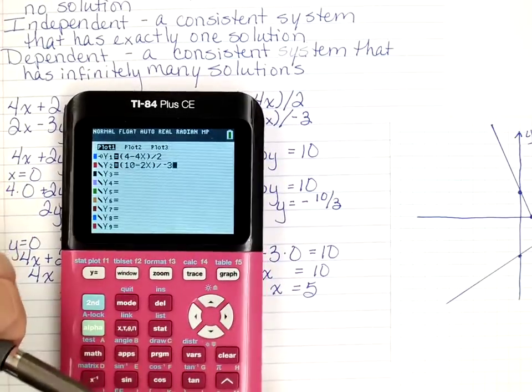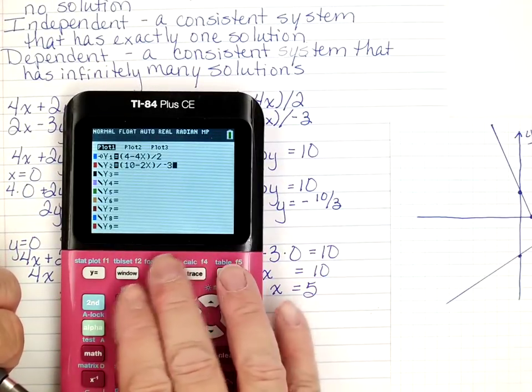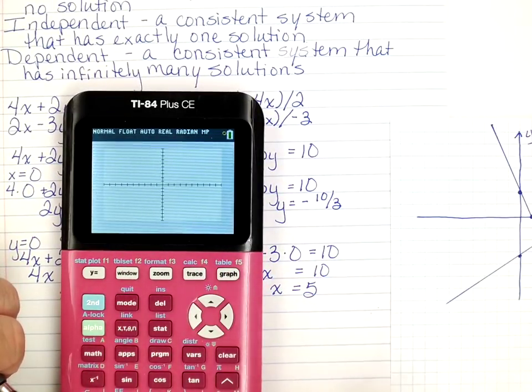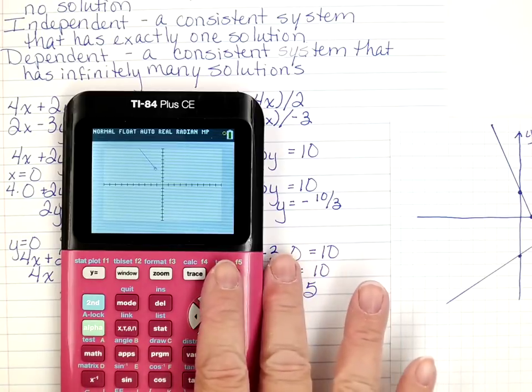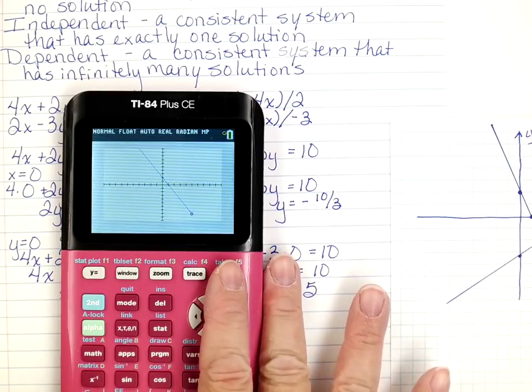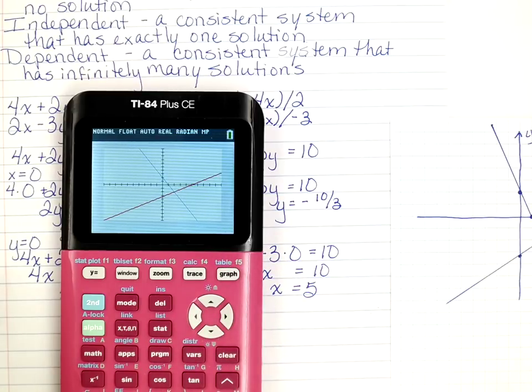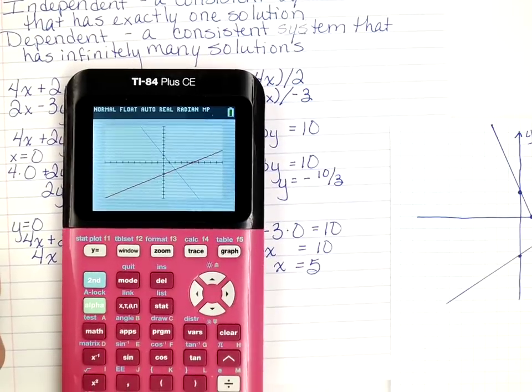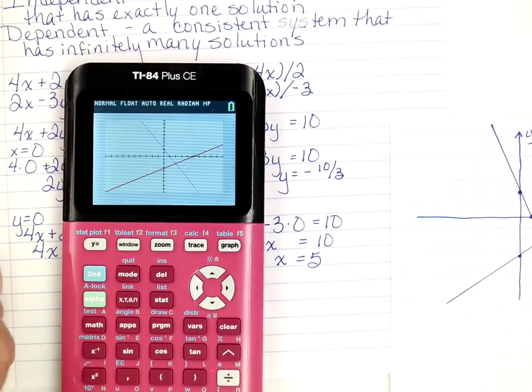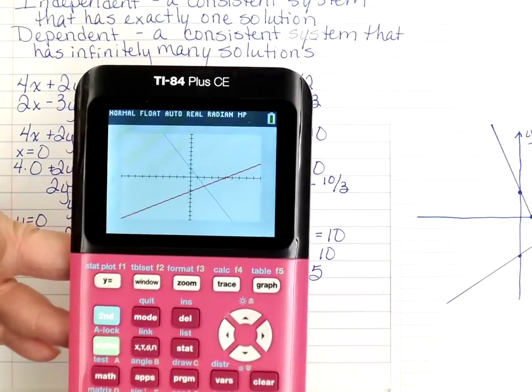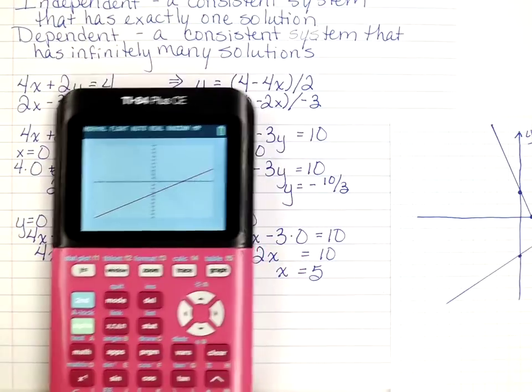Once I have those in my calculator, I am going to make sure I'm in my normal zoom, and I'm going to hit graph to graph them. So I've got 2 lines. They're not showing up super clear, so we're going to zoom in. And that is not working so well. So we can see there that they're crisscrossing.